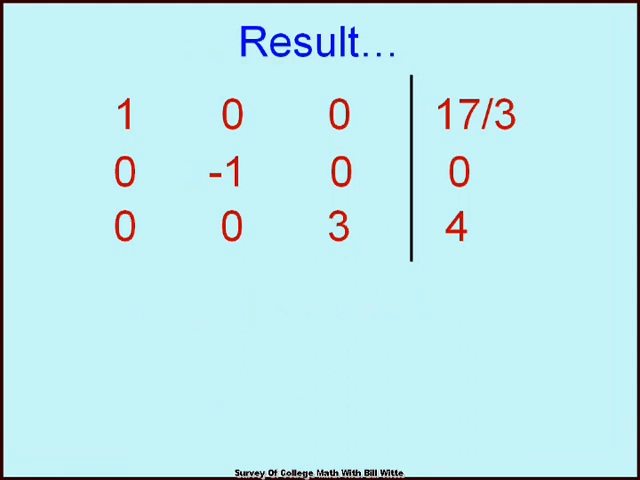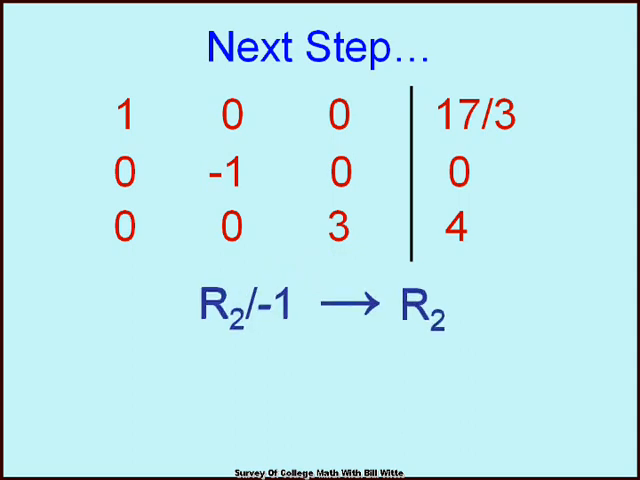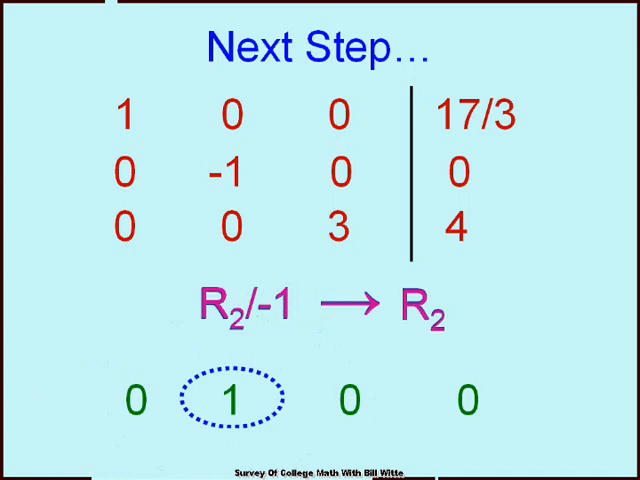Okay, how close are we? Well, I think we're going to do basically a bunch of divisions here, because we have our zeros. All we need is our ones. So we'll divide row 2 by negative 1 to create a 1 and replace it with row 2. That's good. Notice 0 divided by negative 1 is still 0. Replace all this into row 2, and that'll give me that 1 that I need.